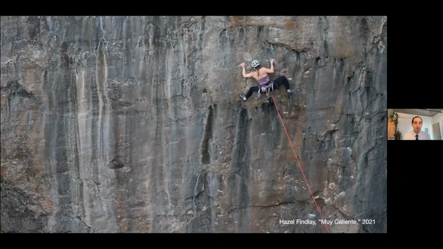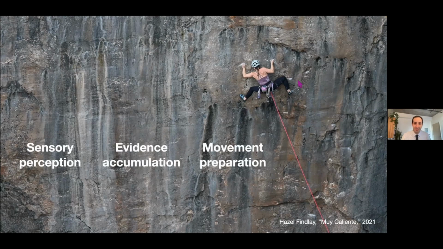So I'm a computational neuroscientist. I'm broadly interested in the intersection between machine learning and neuroscience. And I'd like to just start off by pointing out a few of the amazing things that our brains do for us. So this rock climber is deciding where to move her hand next. She sees a great hold out to the left, but she also sees a nice foothold out to the right. So her brain is just awash in computations: sensory perception, evidence accumulation, movement preparation.